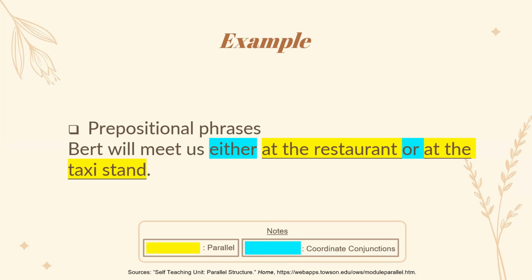Here this example shows that the sentence is parallel. See here, they use "at the restaurant or at the taxi stand". We use the paired conjunction either, paired with or. Don't forget, if we use either, the paired one is or. If we use neither, we use nor.